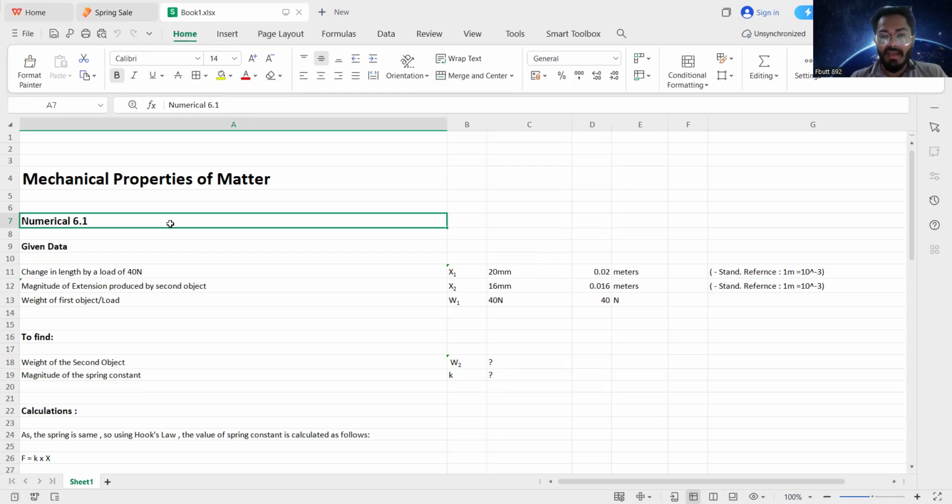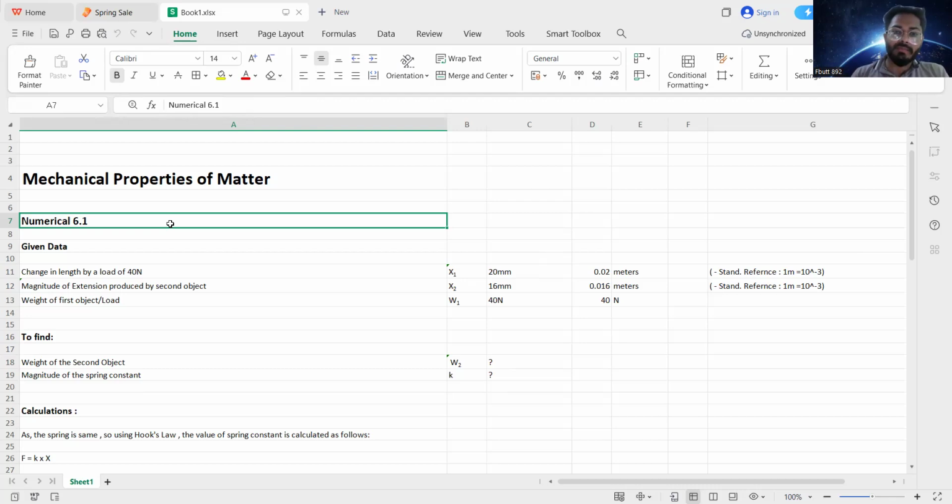So I'm considering a vertical mass spring system. There are two types of systems, first one is the horizontal mass spring system, and I'm considering for the sake of your convenience, for the sake of your feasibility, a particular vertical mass spring system. So there is a spring.